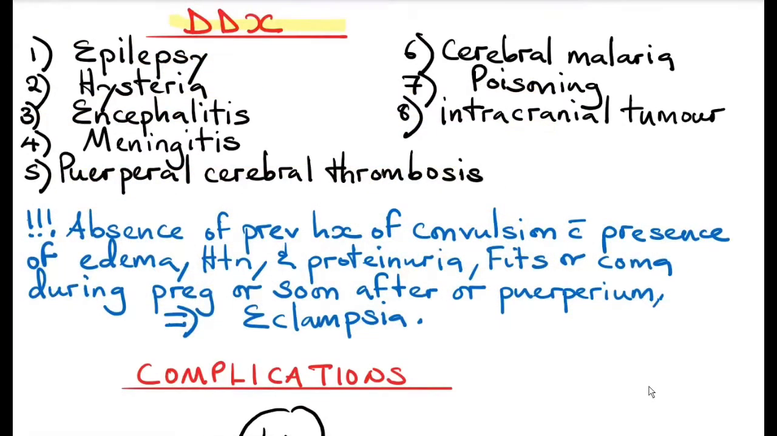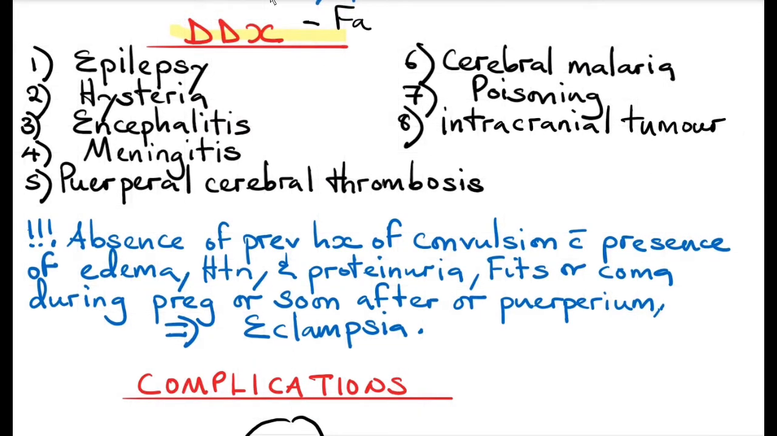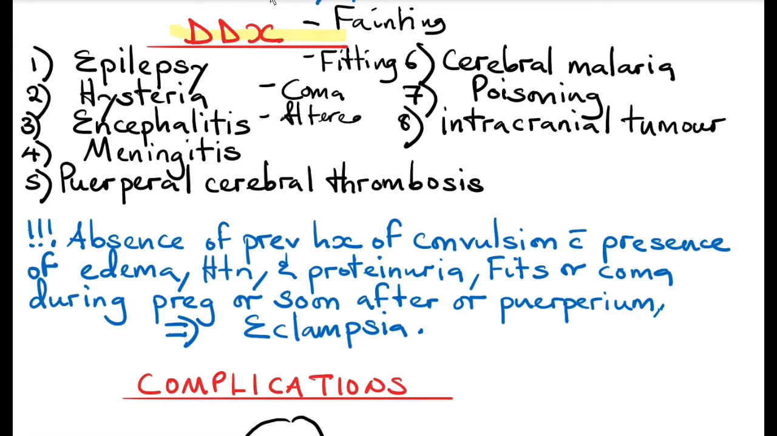Differential diagnosis. These are some of the conditions a patient can have aside from eclampsia. The typical presentation of these conditions is a history of fainting, fitting, or being in a coma state or altered level of consciousness.